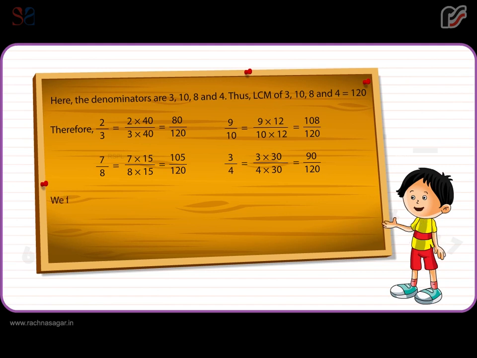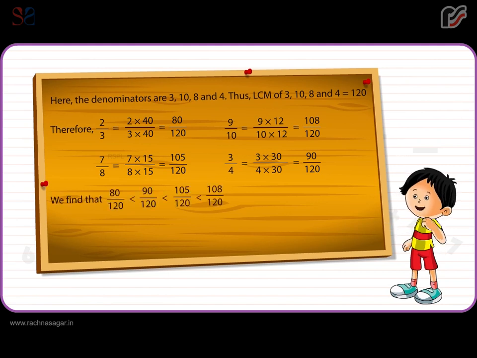We find that 80/120 is less than 90/120, which is less than 105/120, which is less than 108/120. Or we can say 2/3 is less than 3/4, which is less than 7/8, which is less than 9/10.